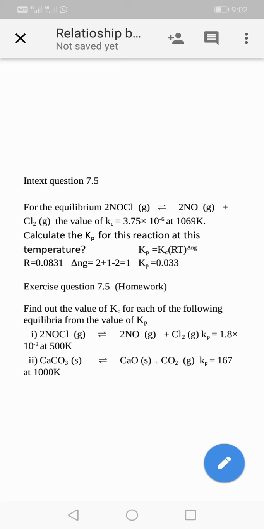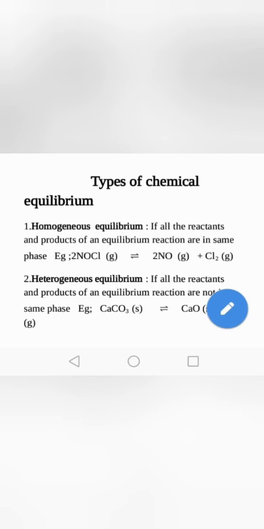If sometimes the Kc value will be given, you will have to find out Kp, or the Kp value will be given, you will have to find out the Kc value. So depending upon that, you will have to solve the question. Okay, as I said, such numericals will be there. While taking the numerical, depending upon the pressure, you will have to take bar or atm.